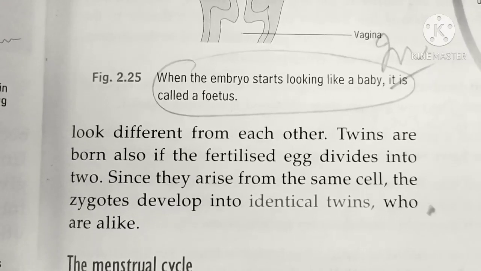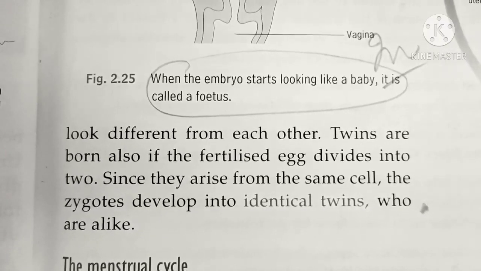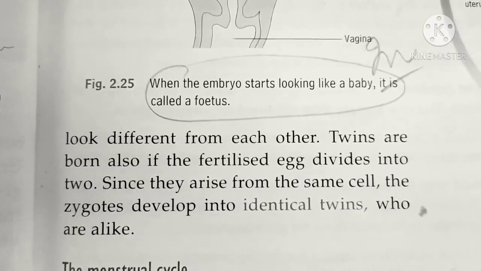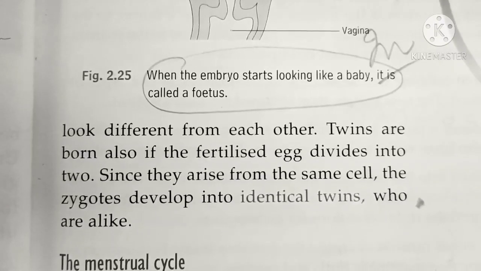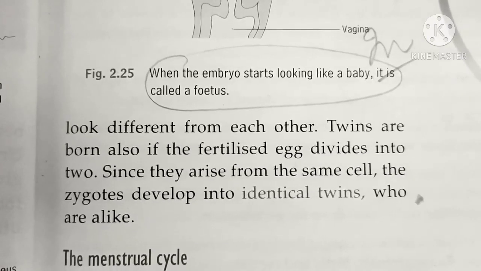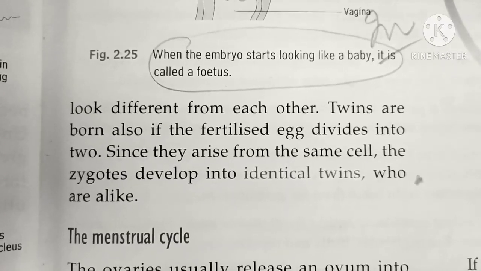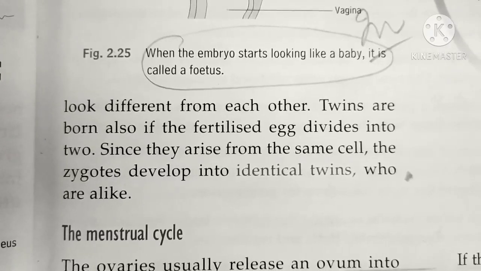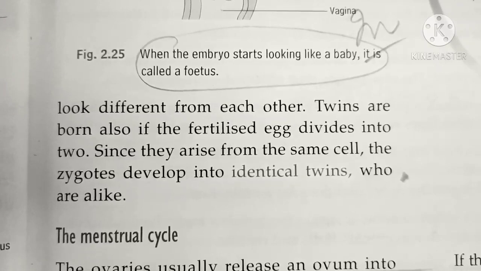Twins are born also if the fertilized egg divides into two. Since they arise from the same cell, the zygote develops into identical twins which are alike. So two types of twins are given there. One is non-identical, which are formed by two different eggs, and another one is identical twins which develop from the same cell. When the cell is divided into two, identical twins are formed.